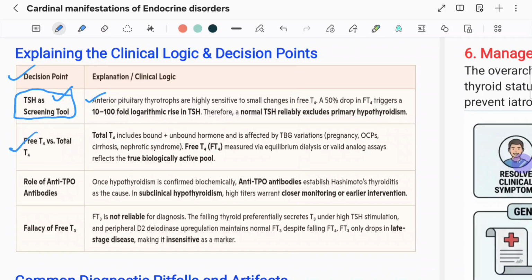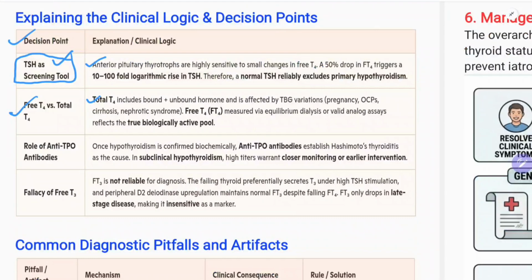Now free T4 versus total T4. Total T4 includes bound and unbound hormone and is affected by thyroid binding globulin variations like pregnancy, oral contraceptives, cirrhosis meaning liver disease, and nephrotic syndrome. So FT4 measured via equilibrium dialysis or valid analog assays reflects the true biologically active pool. That's why you should use FT4, because total T4 is affected by many factors.